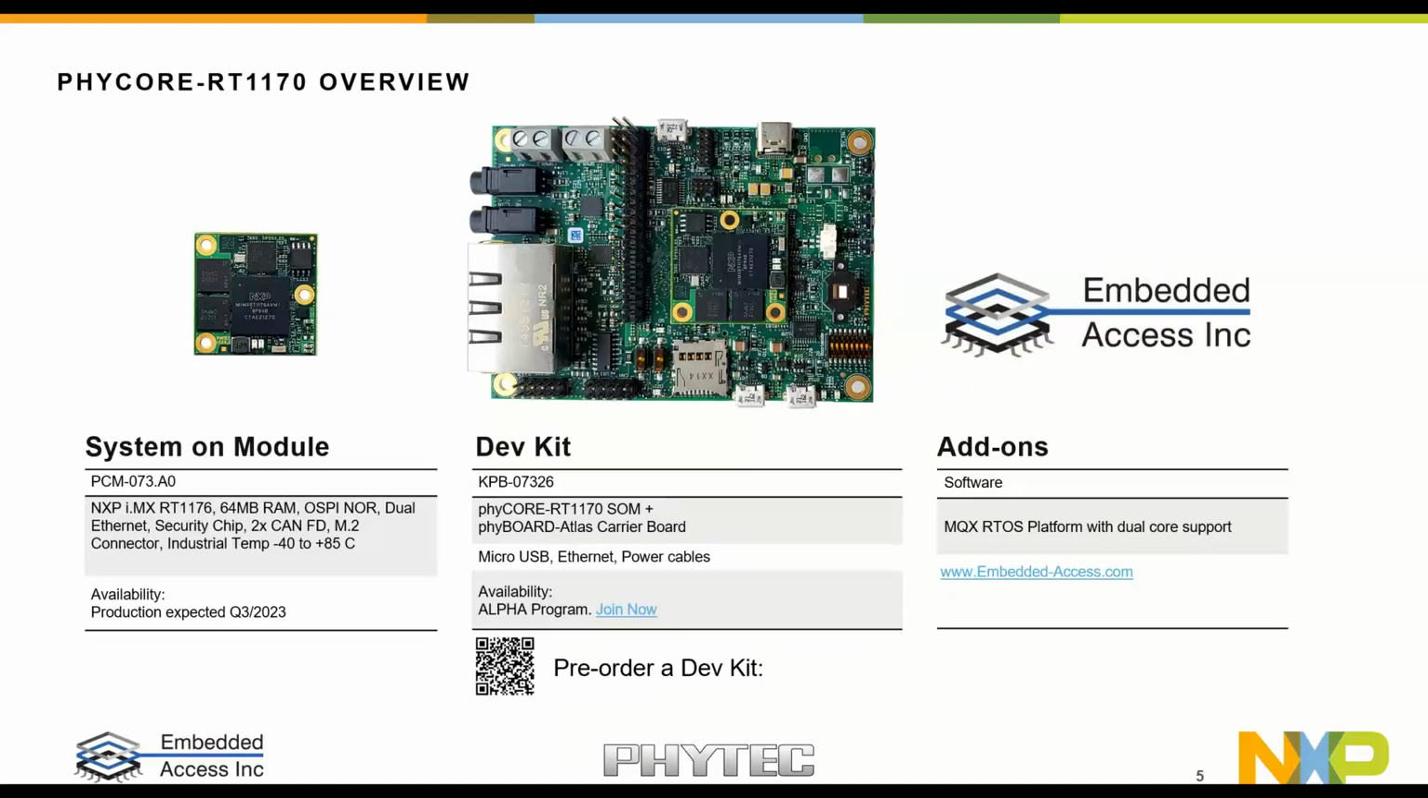So the first step to getting started with an RT1170 processor is to pick up one of our development kits. This gives you not only the system on module, but a matching off-the-shelf carrier board. This allows you to get working with the hardware generally in 30 minutes or less. Production level hardware will be available in Q3 of 2023. That's Q3 of this year.